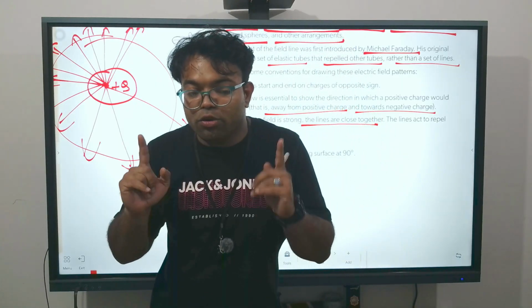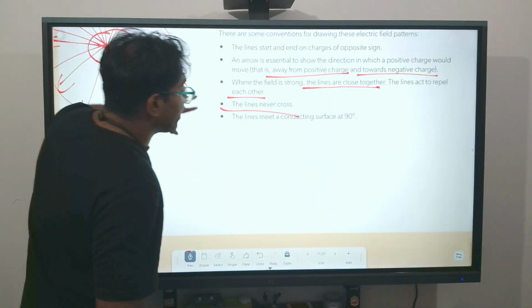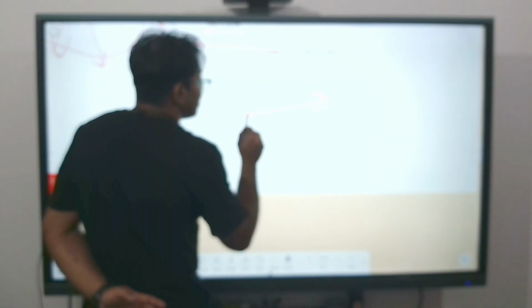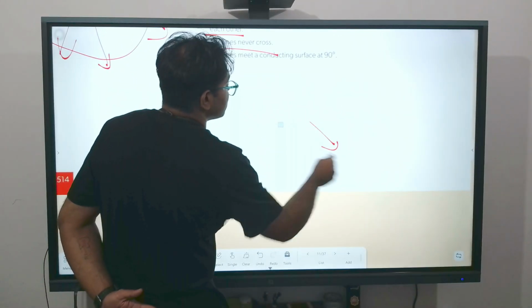So in order for that to happen, these field lines should not intersect with each other. I can show you a visual representation. For example, if you have a charge like this and another charge like this, that will not happen at all. Actually, I'll make it more sensible.